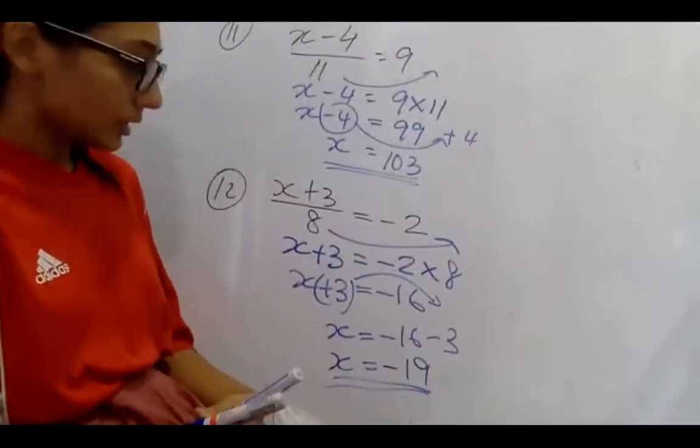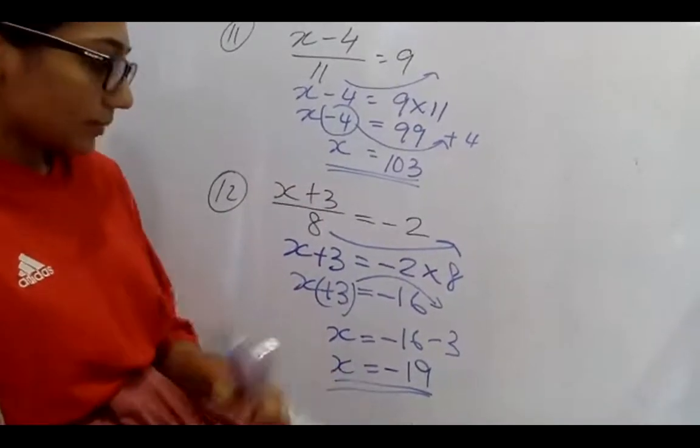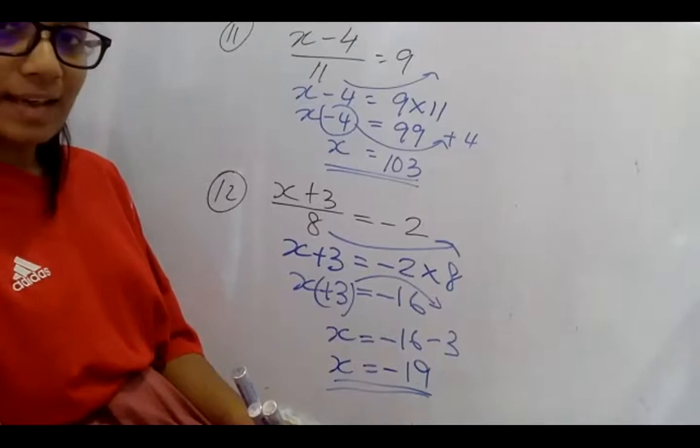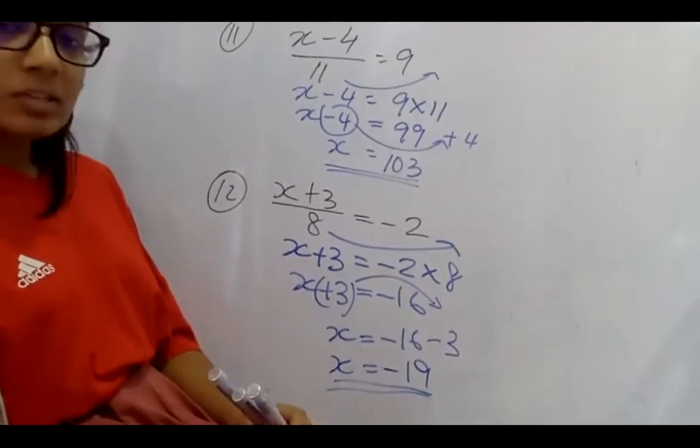Okay, thank you. You should get number 11 is x equals 103 and number 12, x equals negative 19. Anyone did not get that? Confused why the answer is such?